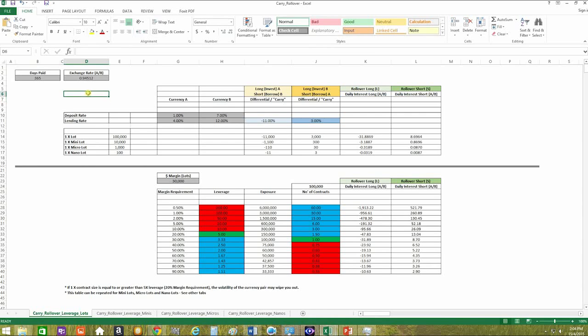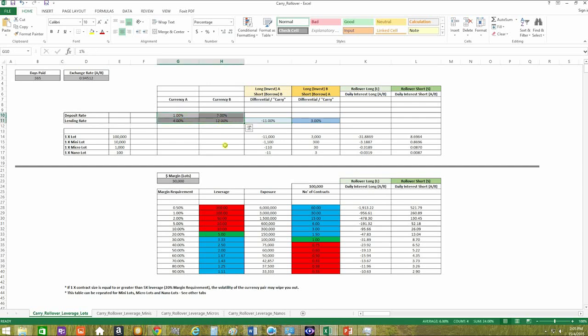So let's go into Excel, and you can use this table by taking the loan rates and the deposit rates from your trading platform, and everything that you see in the gray here is an assumption. So you can change these assumptions whenever you want, and we've assumed 365 days interest, so a full year, and we've assumed an exchange rate of spot 94512. And we have currency A and currency B. Now the deposit rate for currency A is 1% and the lending rate is 4%. The deposit rate for currency B is 7% and the lending rate is 12%.